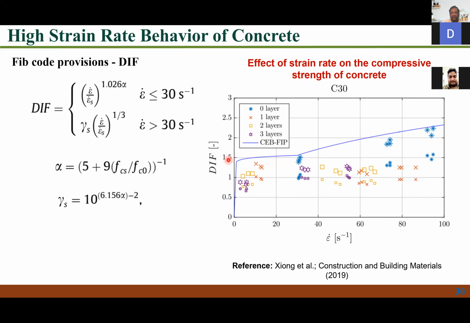It ranges anywhere from, for a strain rate of, let's say, about 10, you have about 1.5, and then it goes as high as 2.3 or so. So that is also one of the reasons. Under high strain rate, you get a very good strength improvement that we call the dynamic strength increase factor. So it is going to increase with increase in strain rate.